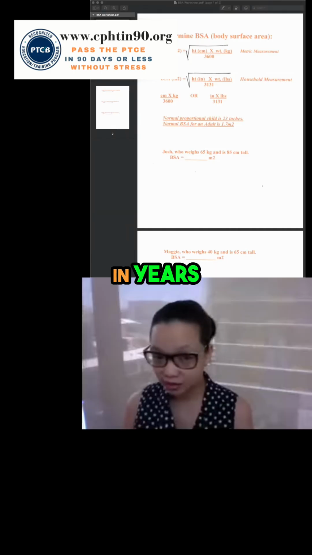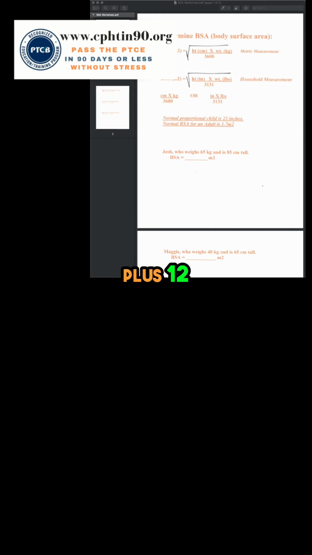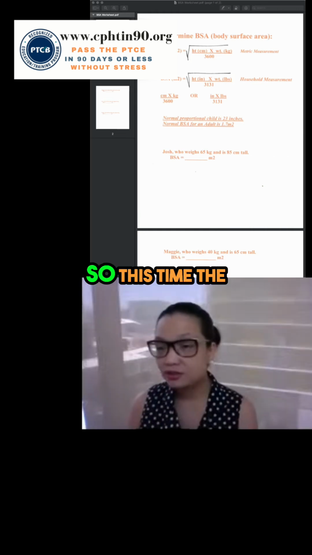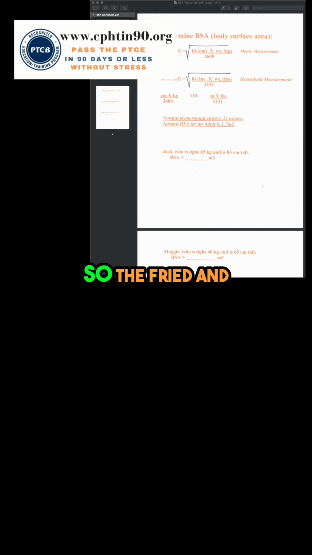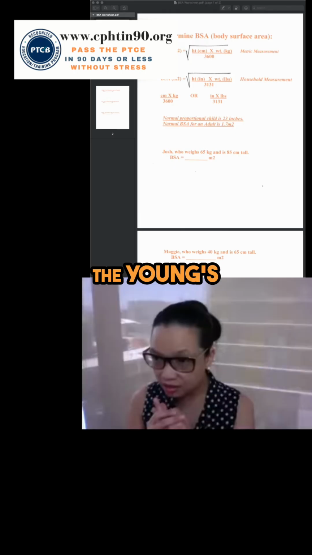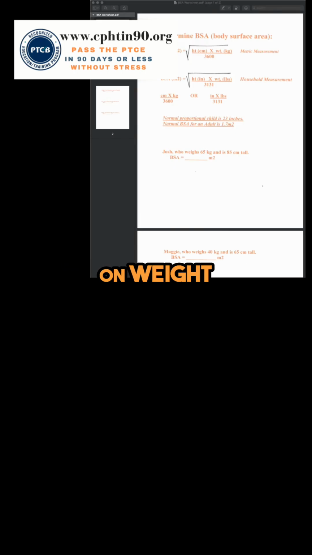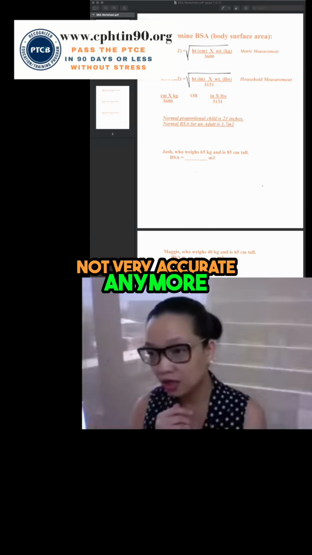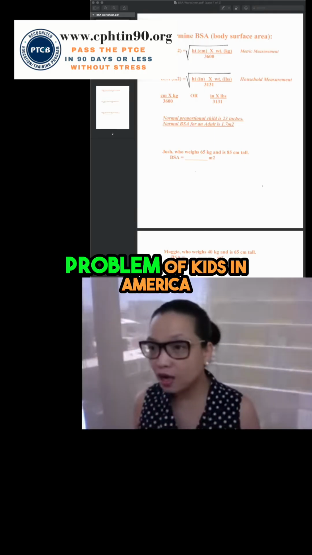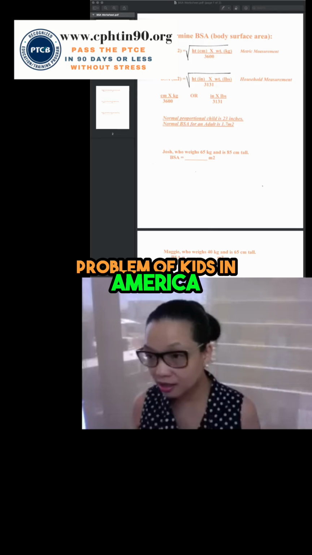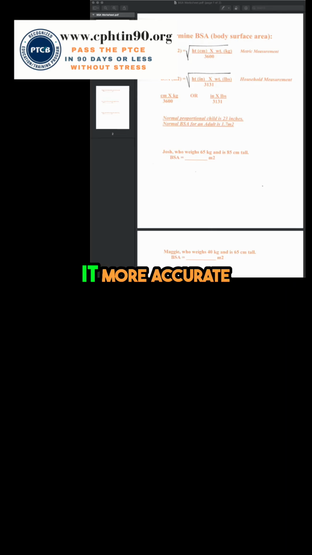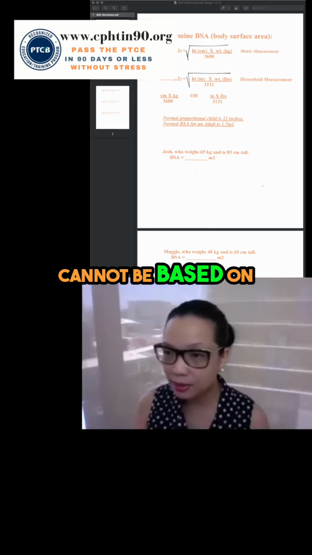Age in years over age plus 12 times the adult dose. So this time the age is in years. So Fried's and Young's are based on age. Clark's is based on weight. Not very accurate anymore. With the increasing obesity problem of kids in America, we'll have to have it more accurate. It cannot be based on age anymore.